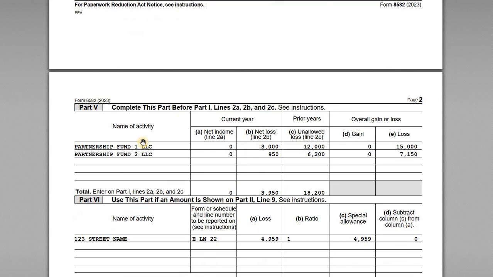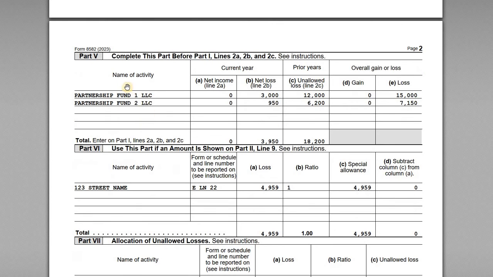So if we look at Part 5, just to get this out of the way, the other 2 investments that John has are in Partnership Fund 1 and 2. These are passive activities to him. We can see the current year loss for these activities was $3,000 for Fund 1, $950 for Fund 2. We have some prior year unallowed losses, $12,000 for this fund, Fund 2 at $6,200. So the overall gain or losses is the $15,000 and the $7,150.